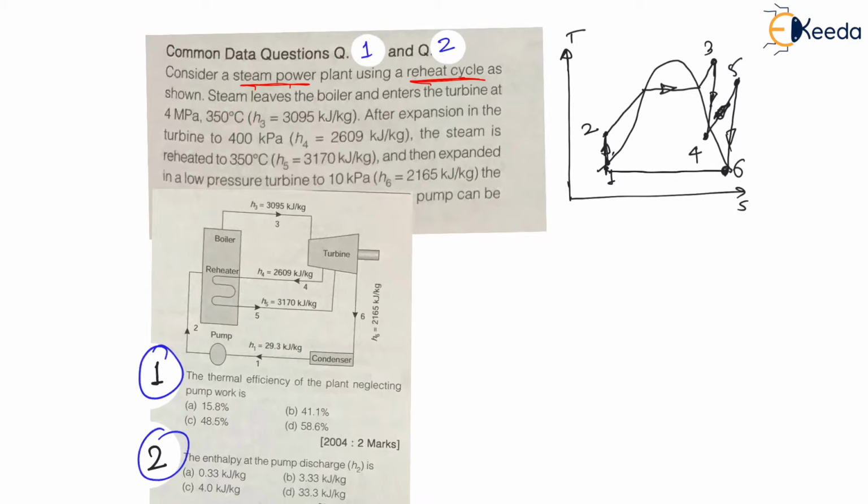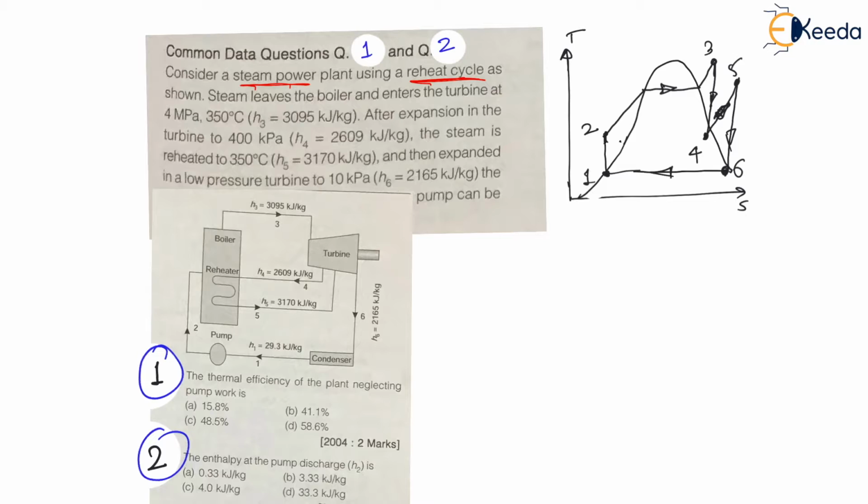Let us say state 1 is somewhere here, like this. Let us make a correction over here. Now 6 to 1 is somewhere here, the line is passing through 1, the saturated liquid state, right? 6 to 1 is constant pressure heat rejection in the condenser. This is our reheat cycle.